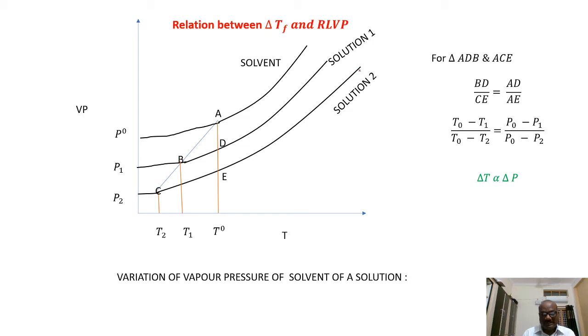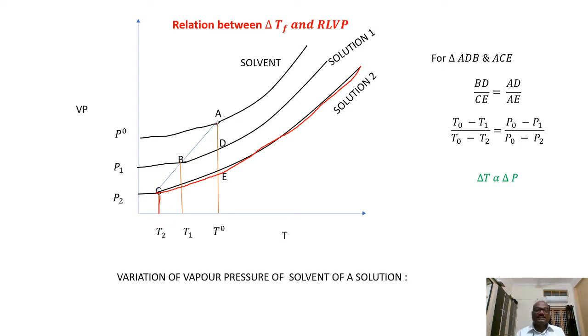Similarly, we can see the vapor pressure curve of solution 2, which is more concentrated. That's why it is lying in a lower position. When solution 2 is gradually cooled, its vapor pressure gradually decreases. Finally, when it reaches point C, what happened? The solid as well as liquid phase of the solvent will exist in equilibrium here. So the temperature corresponding to C is called T2. We are representing it by T2. That is the freezing point of solution 2.